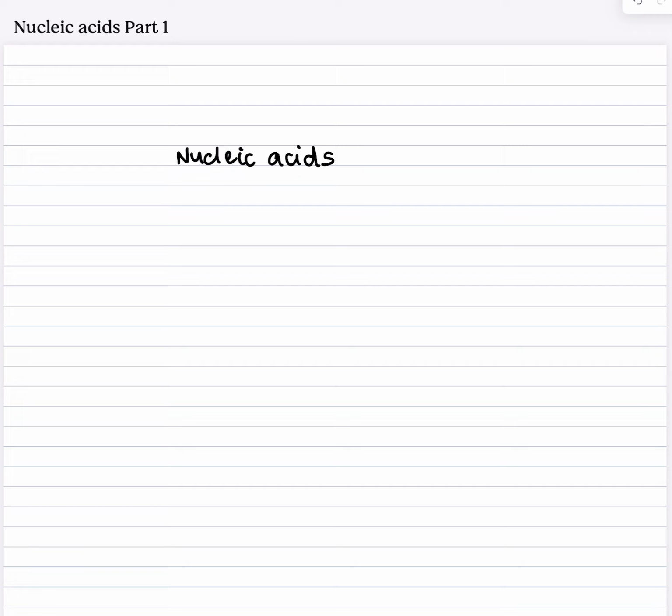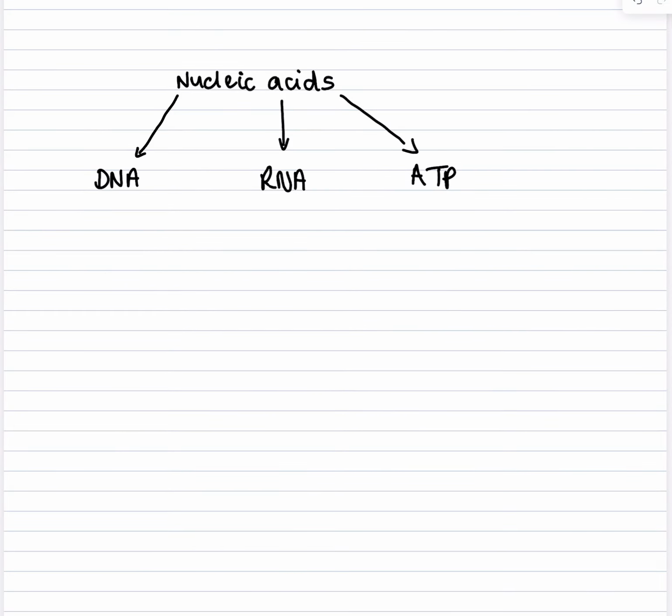Today, an introduction to nucleic acids topic. The nucleic acids are DNA, RNA, and the one that throws students off a little bit, ATP. All of these nucleic acids have the same monomer. Monomer means single repeating unit. The monomer, which will be repeated, is the nucleotide.